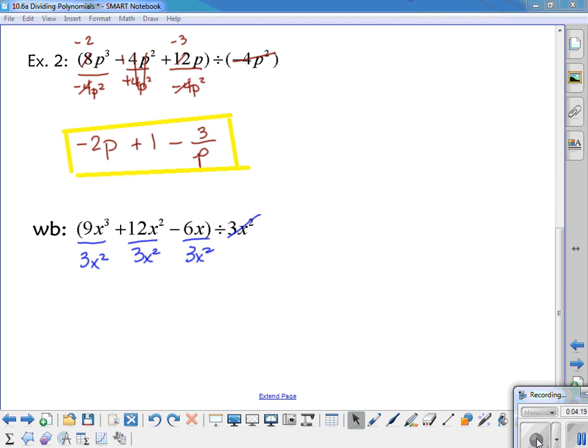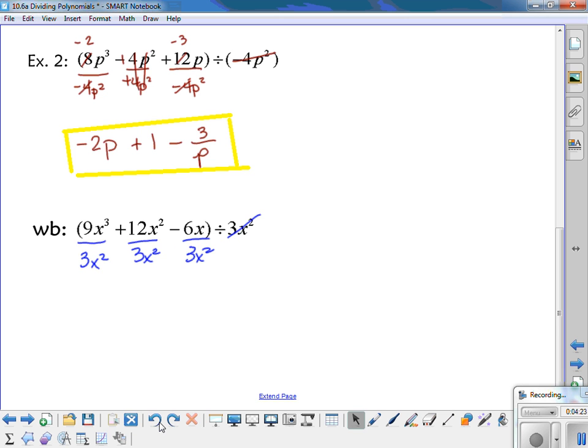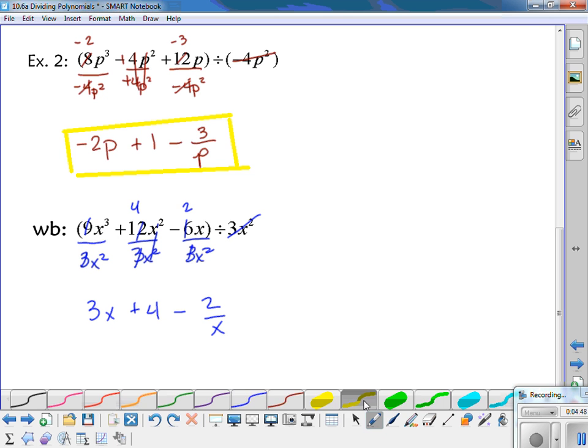Okay, so 3 goes into 9 3 times. And we have an x. 3 goes into that 4 times, and the x squareds cancel out, and then 2 times. So we have 2 over x, except for it's not plus, it's minus. All right, and it looked like most of you that showed me answers had that.